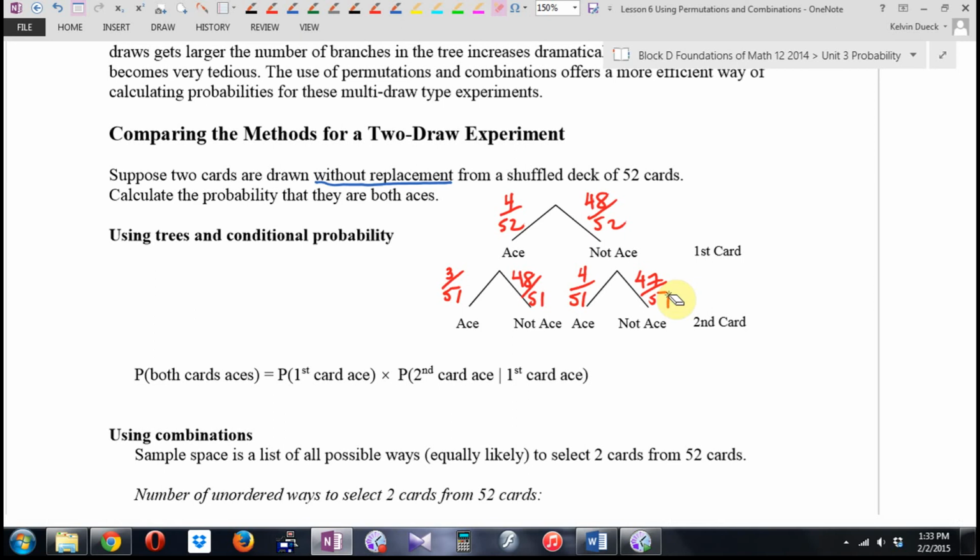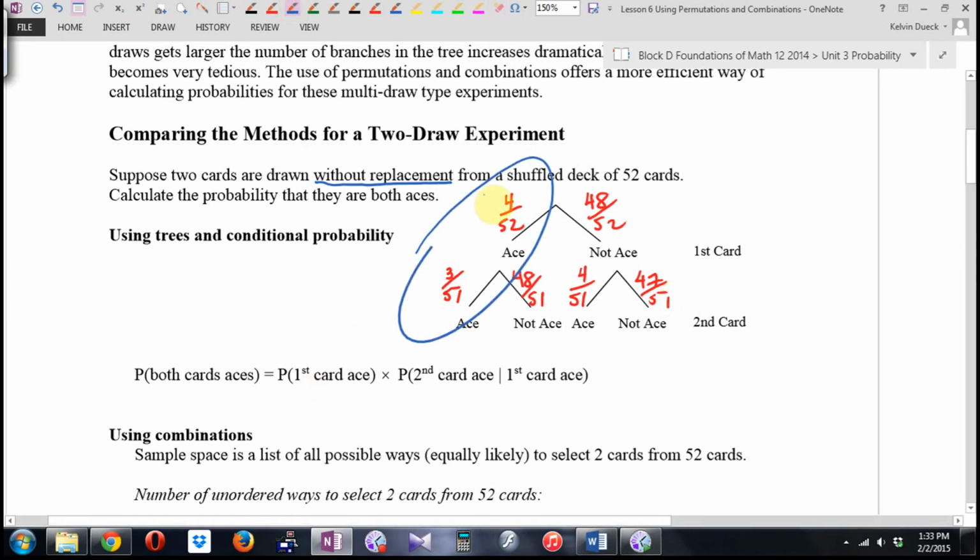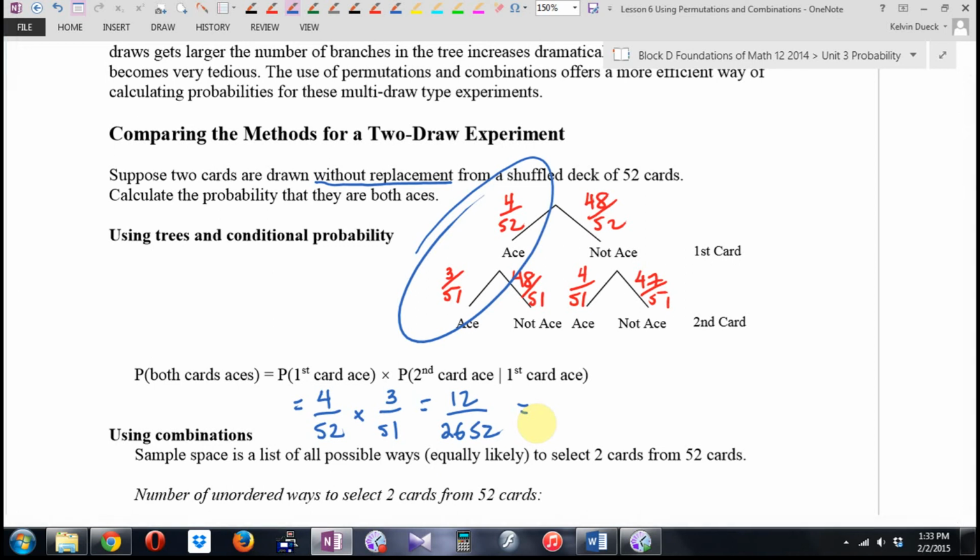What do they want me to find here? Calculate the probability that they're both aces. Okay, which is going to be that branch there, right? It's going to be 4 out of 52 and 3 out of 51. It's going to be 12 out of 2652. I've done 52 times 51 so many times I have it memorized. But what is that in lowest terms? You can either do the fractions or reduce. I think it works out to 1 out of something. 221, I think, but double check me.